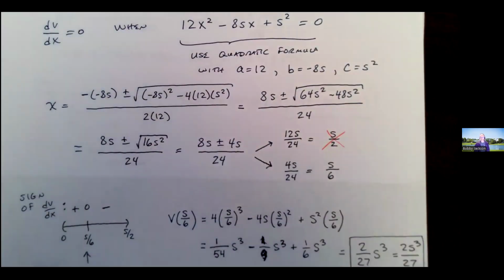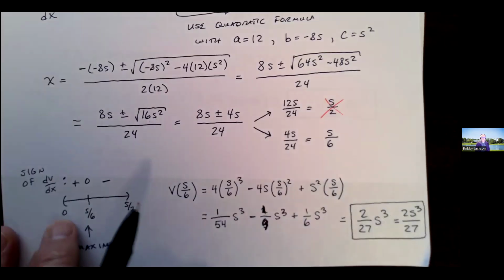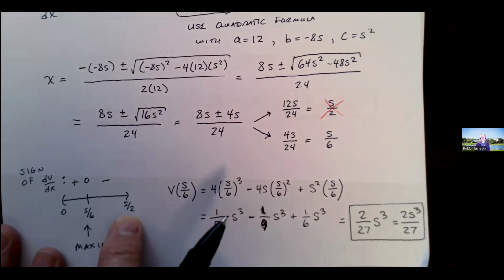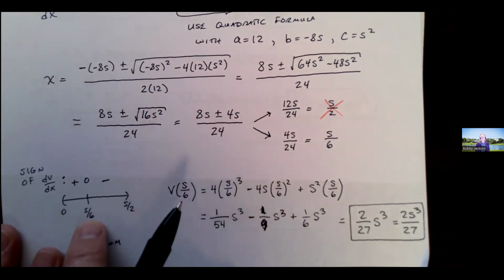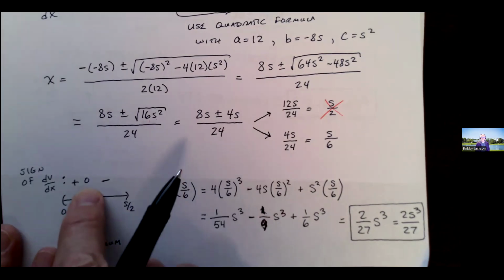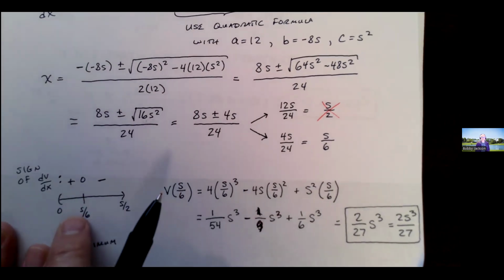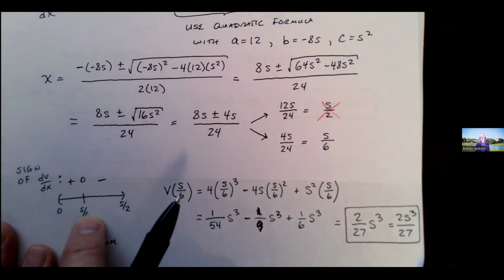Well, we need to do a sign check. The sign check is a little tricky here. Again, from 0 to 1/2 S is the interval we're interested in. 1/6 of S is here. We know the derivative is 0. If I plug in something between 0 and 1/6 of S, what could I do?